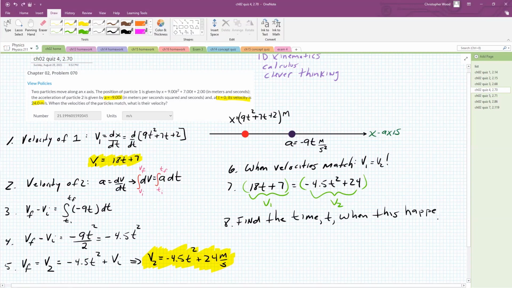Okay, so I'm seeing a quadratic equation. And I'm going to get it in final form for the quadratic. So I guess I'm looking at step 7. If I arrange it the way I need to arrange it for a quadratic equation, it's going to be 4.5 t squared, moving this over to the left side, plus 18t. I'm going to move 24 from the right side to the left side, so that would be minus 17. Okay, equals 0.